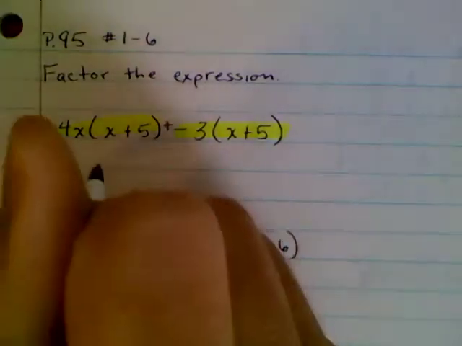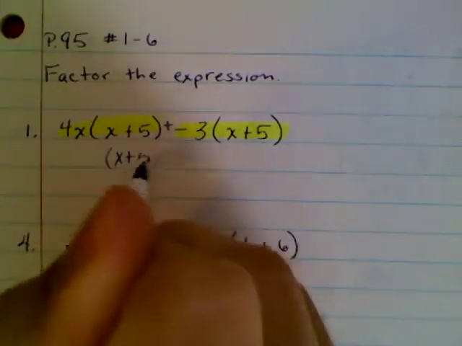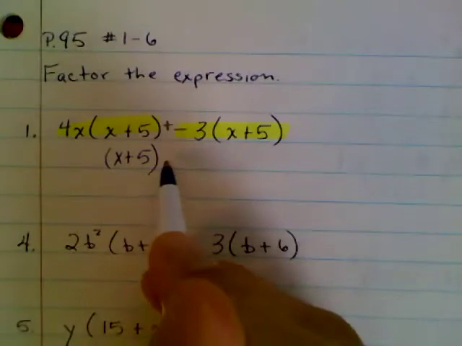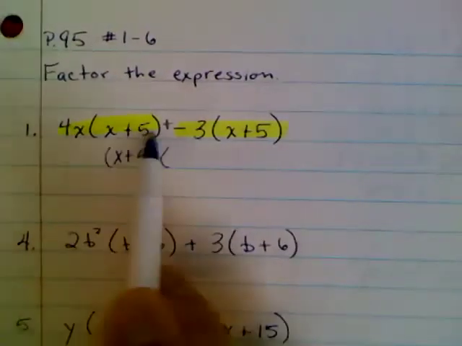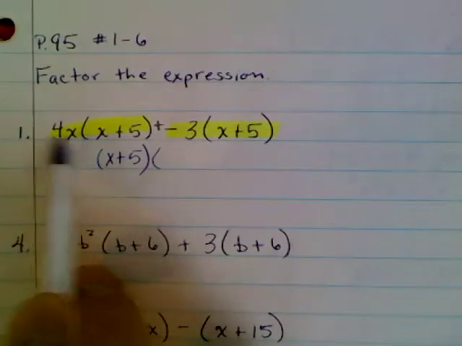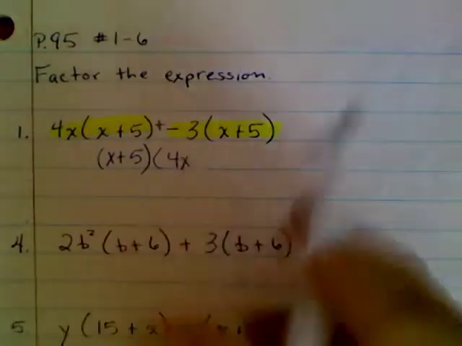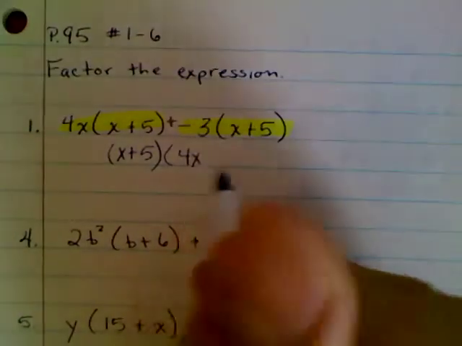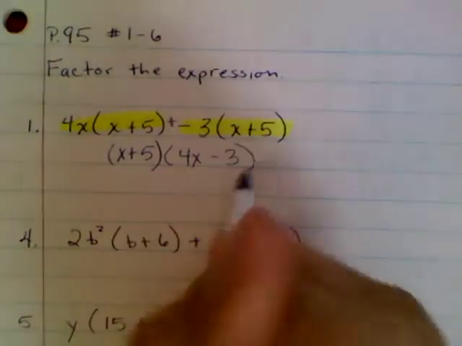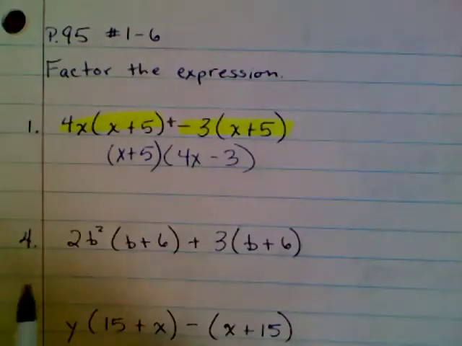So there you go. And let's see, what's in common within these two? Well, the x plus 5 is in common. So I'm going to write x plus 5, and I took that and wrote it out front. Now what if I were to divide this whole thing by x plus 5? Well, I get 4x. What if I were to divide this entire thing by x plus 5? I get minus 3. So I take out the x plus 5 and I'm left with 4x minus 3.